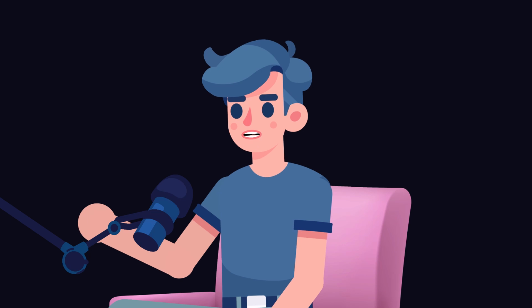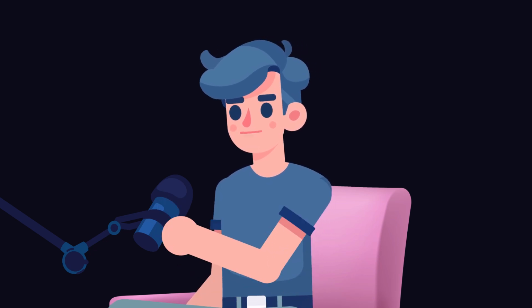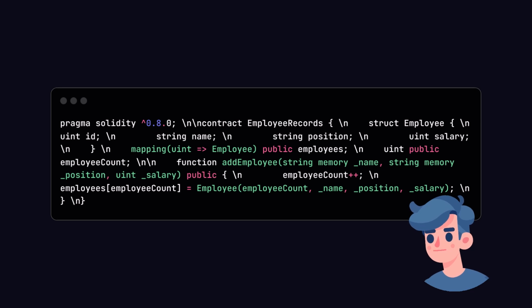Let's create our first smart contract, which will handle our employee records. In the root directory of your project, create a folder named Contracts. Inside that folder, create a file named employeerecords.sol. In employeerecords.sol, we will write our smart contract. This contract will allow us to add, update, and retrieve employee records securely on the blockchain.